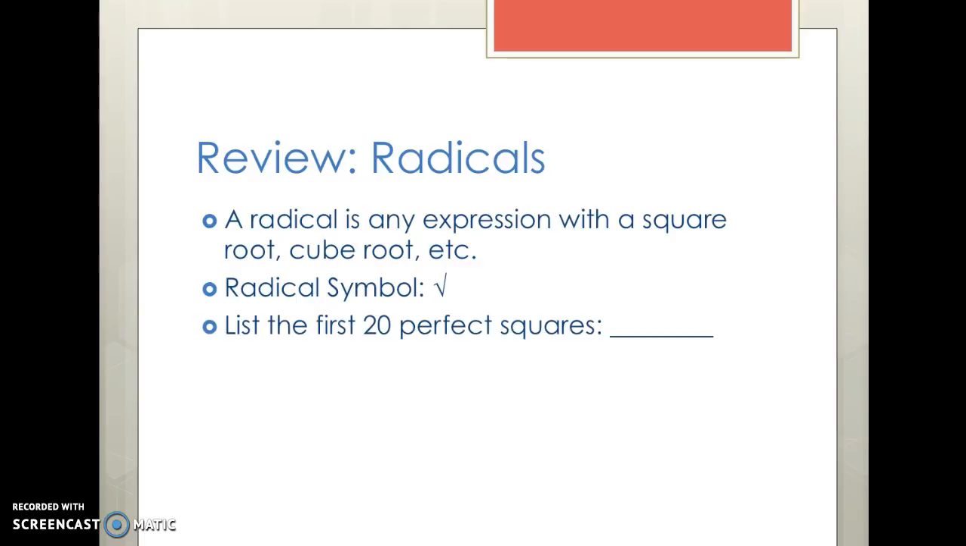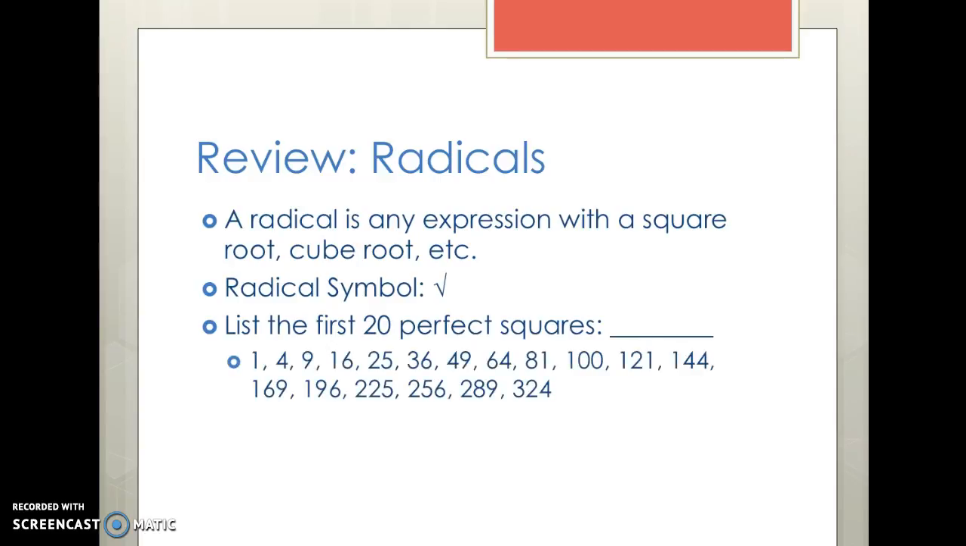Next we're going to list the first 20 perfect squares. Go ahead and pause the video and take time to list the first 20 perfect squares. When you're ready to continue and you think you have them, go ahead and push play. So you should have had the first 20 perfect squares are 1, 4, 9, 16, 25, 36, 49, 64, 81, 100, 121, 144, 169, 196, 225, 256, 289, and 324.